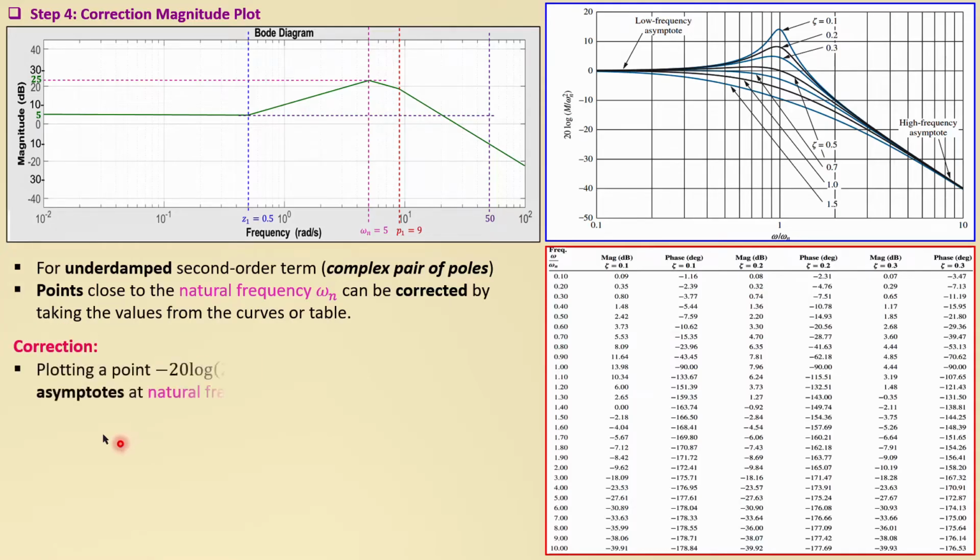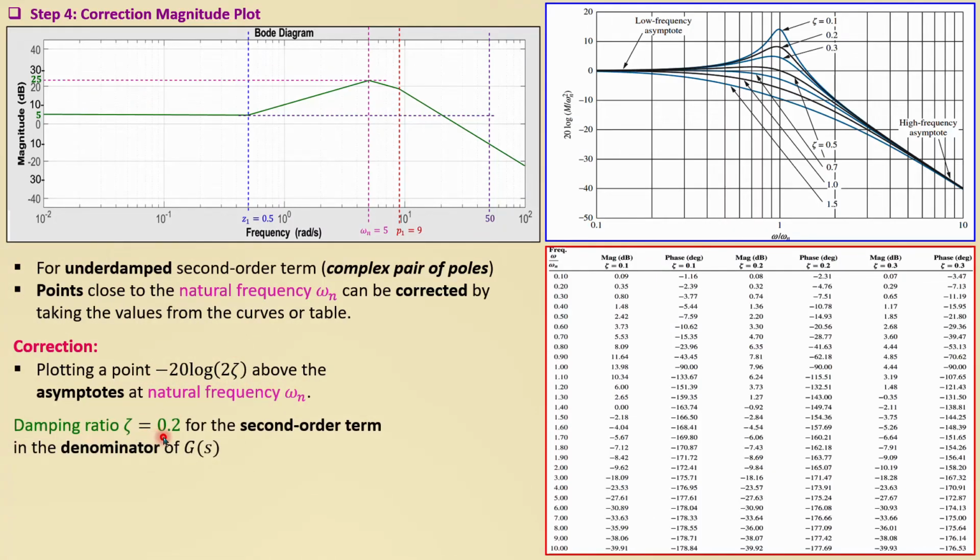And how to do the correction? The plotting using the correction uses this value, so you will use this value for the correction you require. In our case, the damping ratio was 0.2. That is our second order term in the denominator of that plant. So if I now work out the correction, it is minus 20 log of 2 times our damping ratio, which is 0.2, and I will get approximately 7.96, let's say 8 dBs. That's also shown here.